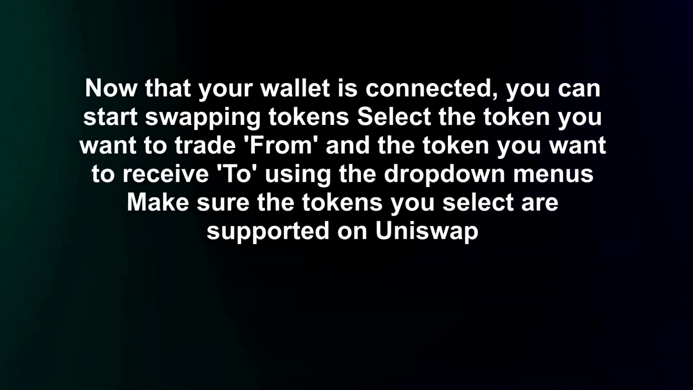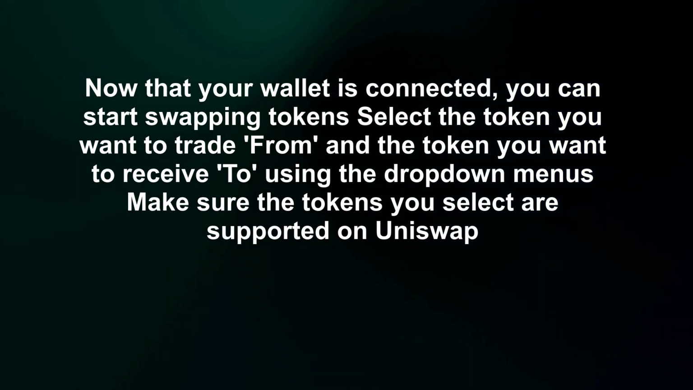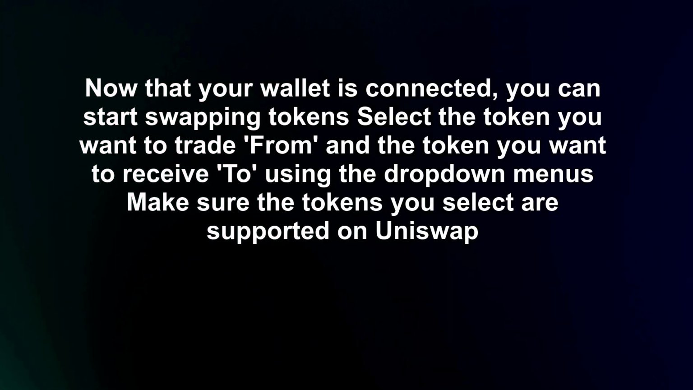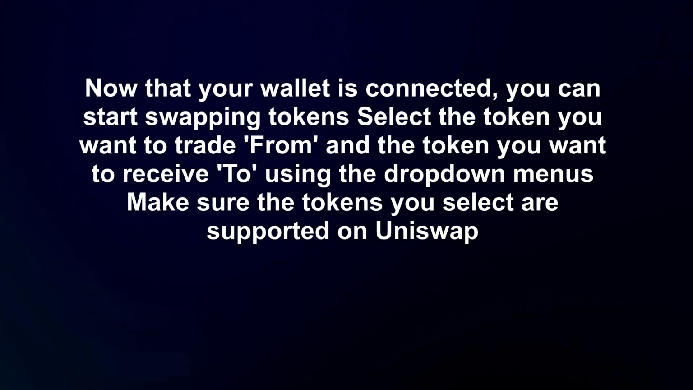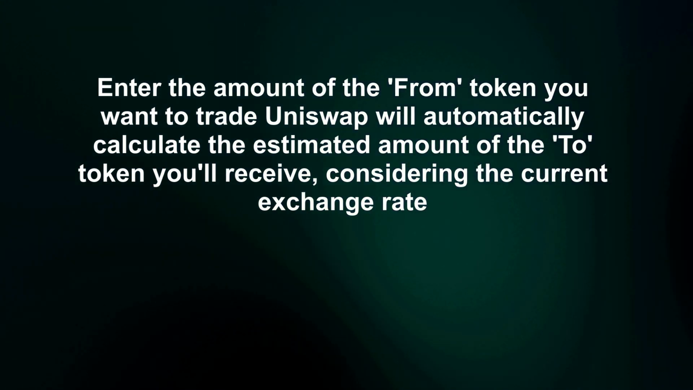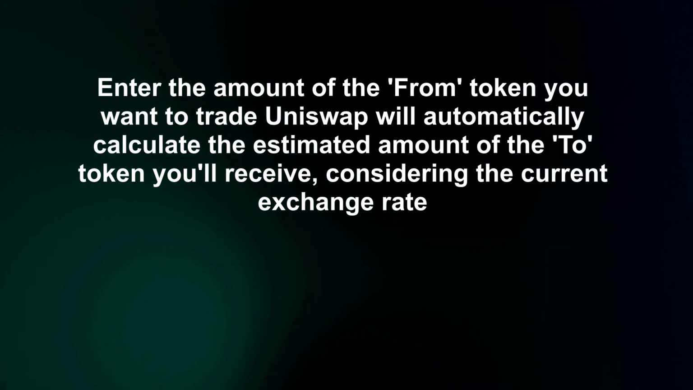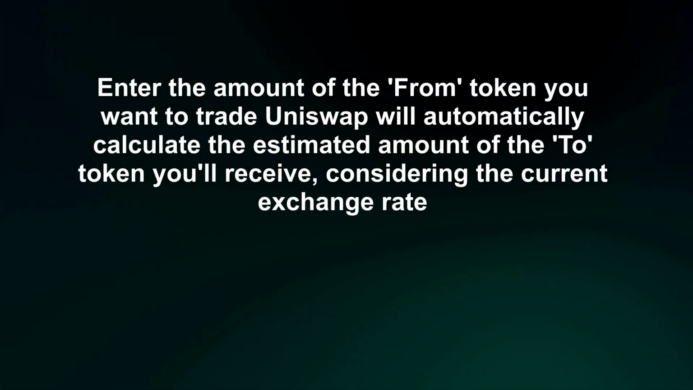Now that your wallet is connected, you can start swapping tokens. Select the token you want to trade from and the token you want to receive using the drop-down menus. Make sure the tokens you select are supported on Uniswap. Enter the amount of the from token you want to trade. Uniswap will automatically calculate the estimated amount of the to token you'll receive, considering the current exchange rate.